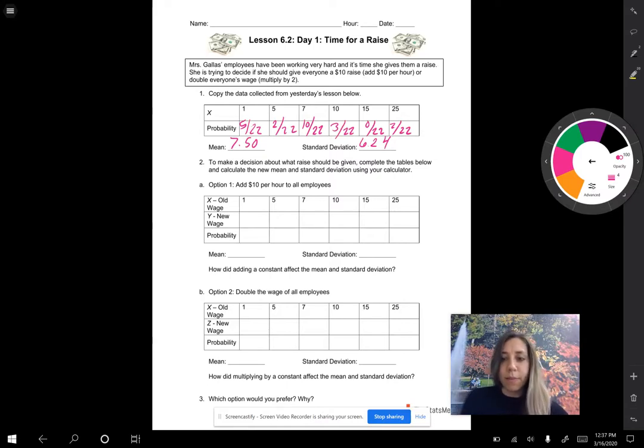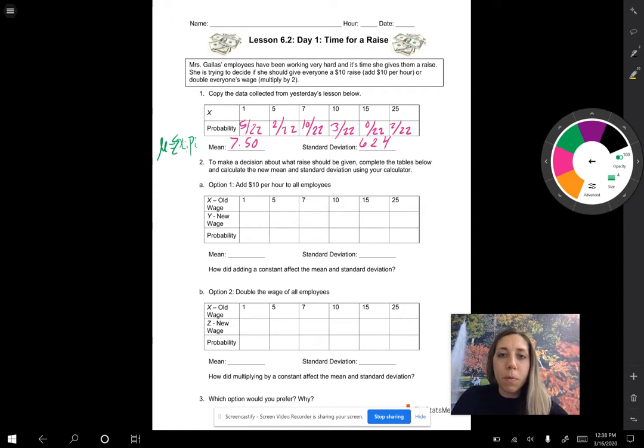So we have the data from yesterday's lesson, and that gave each wage and the probability of getting that. If you recall from that lesson, the mean we found by taking every value, so that's all your xi values, and multiplying by their probabilities, and then we added them all together and got 750.